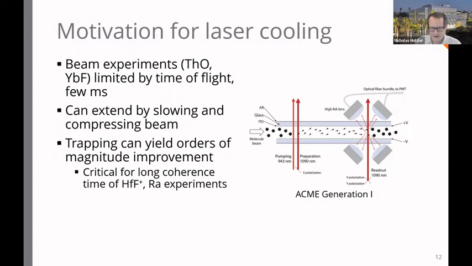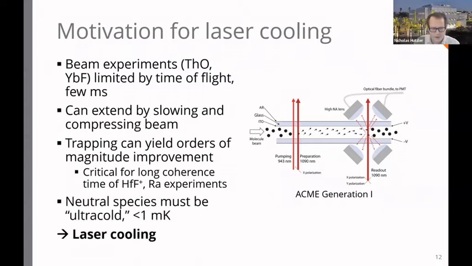This long coherence time from trapping is an important ingredient in the hafnium fluoride plus and the radium atomic EDM experiments that have shown this. This really is a good path forward. For neutral species, at least, they must be ultra cold, meaning less than around 1 millikelvin, simply because the types of traps that are suitable for these measurements for neutral species are very shallow. So the species has to be very cold to begin with. And laser cooling is a very powerful technique to implement to reach those temperatures.